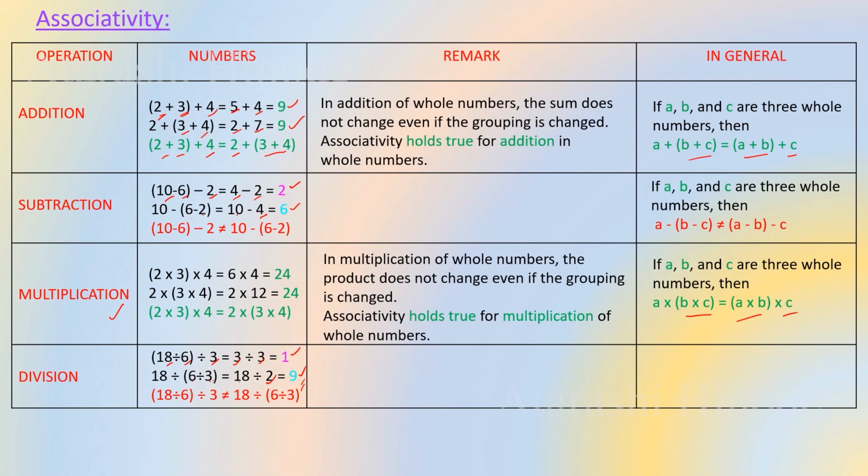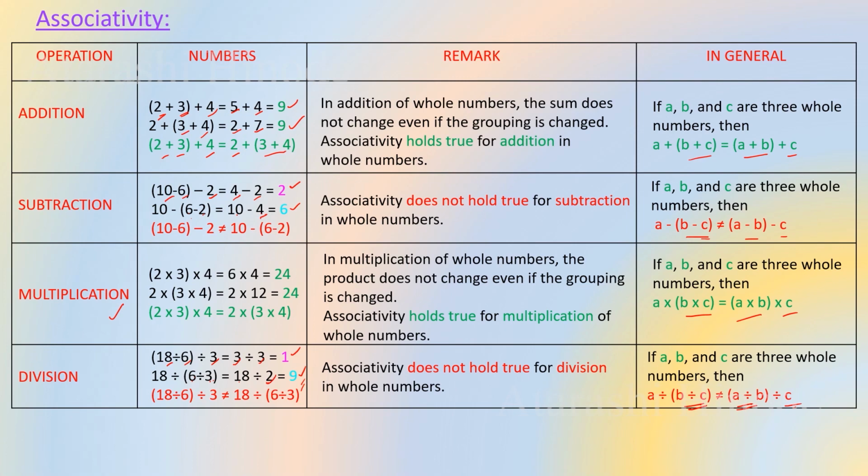That is, if a, b and c are three whole numbers, then (a minus b) minus c is not equal to a minus (b minus c), and (a divided by b) divided by c is not equal to a divided by (b divided by c). So associativity does not hold true for subtraction and division, while it holds true for addition and multiplication.